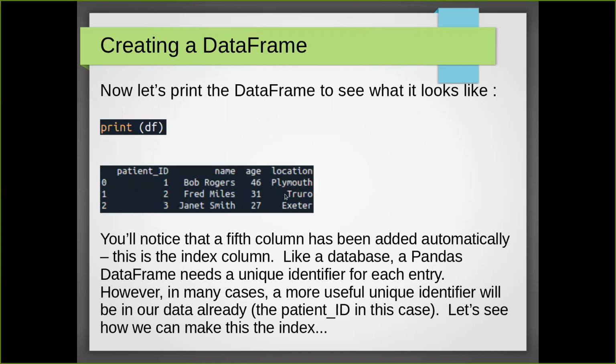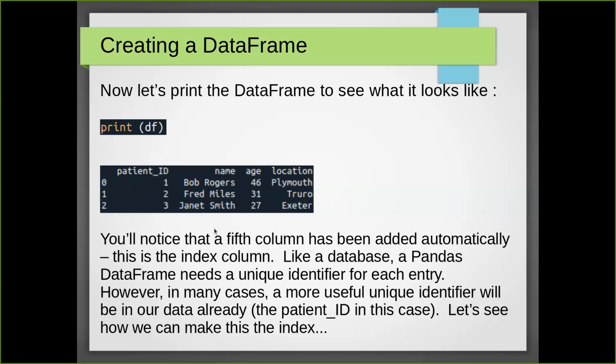So if we then print the data frame to see what it looks like, using the print command, you would see it looks like this. It would have our patient IDs, our names, our ages, and locations. Fantastic. However, you'll also notice a mysterious 5th column here at the very start. That column gets added automatically by Pandas, and it's known as the index column.